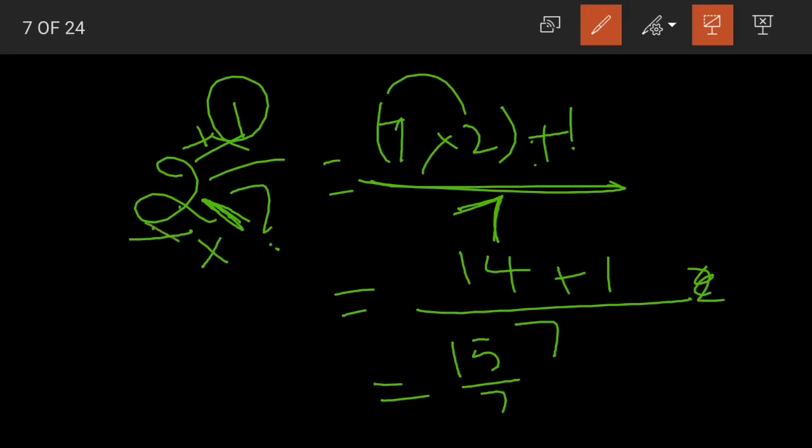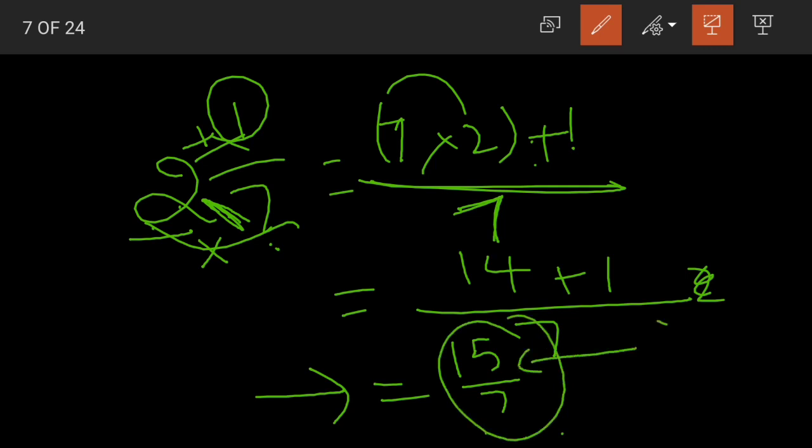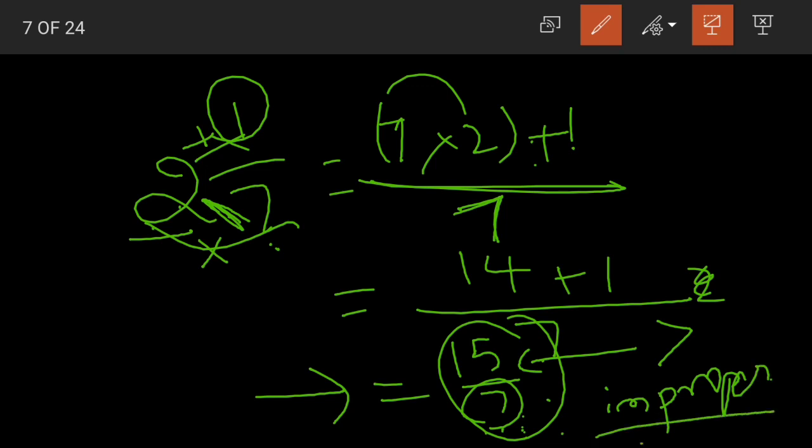What did we learn in the previous slide? That a mixed fraction can be converted into an improper fraction. Why? See, if we look at this 15 by 7, the numerator 15 here is larger than the denominator. So it is an improper fraction. Yes students, it is an improper fraction. If you take any mixed fraction, it will always be converted into an improper fraction. We can never get a proper fraction after converting a mixed fraction.